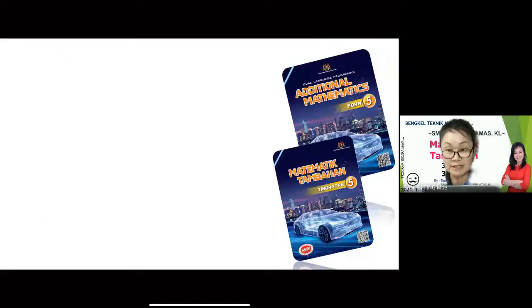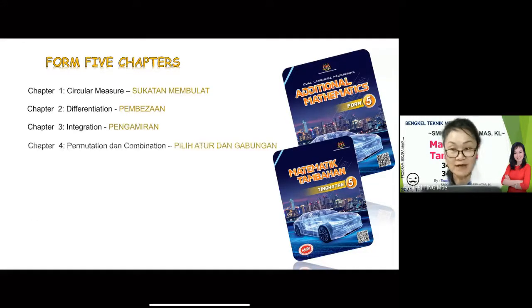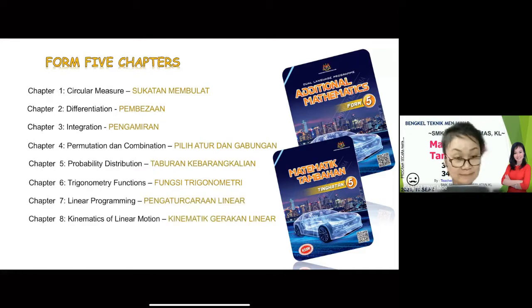Then just continue. So these are the topics of Form 5. May I know, have you finished your syllabus with your teachers in your school? There are 8 topics. Yes or no? Not yet. Where are you now? Topic 6, 7, 8. Chapter 7. Okay, you are on the right path. Don't worry, you still have time.